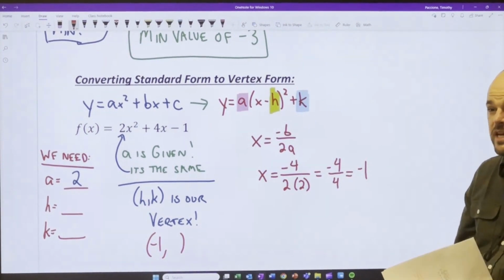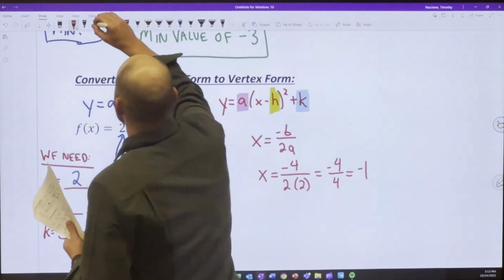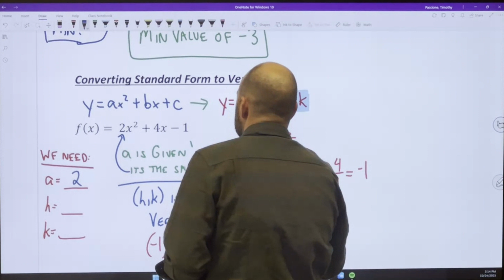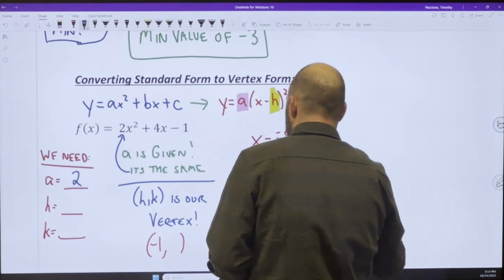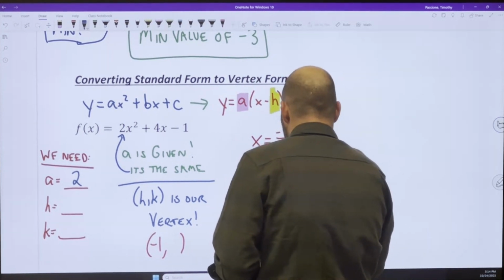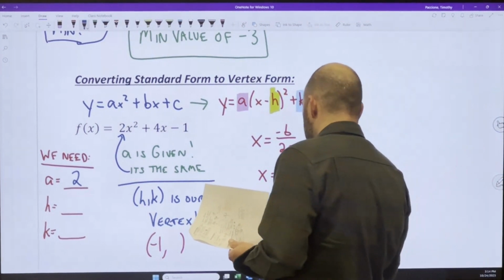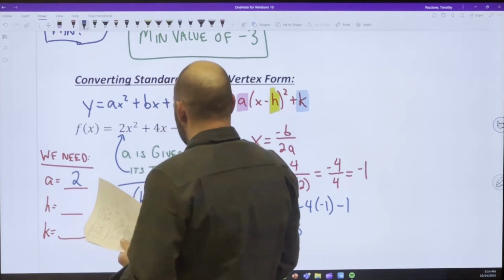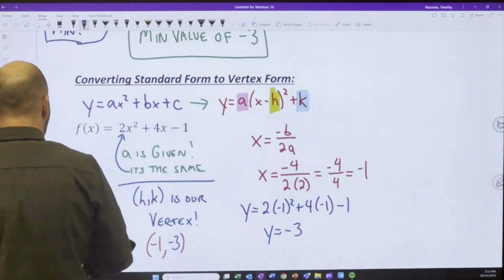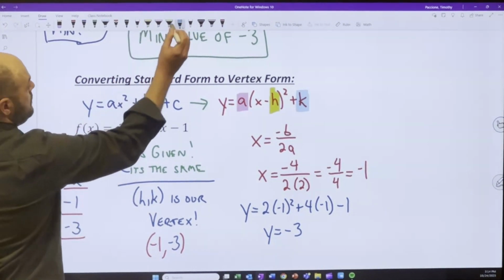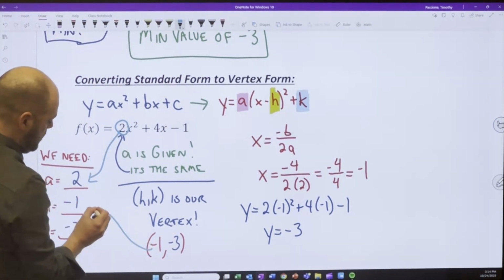We know our x of our vertex. To find our y of our vertex, we just plug in. Okay. So y will equal 2 times negative 1 squared plus 4 times negative 1 minus 1. If I plug all that into my calculator, I get negative 3 again. There we go, negative 3. Okay, so we found our h and our k. -1, -3, right? So here we found each piece, right? The a was given here. The h and the k we got from our vertex.